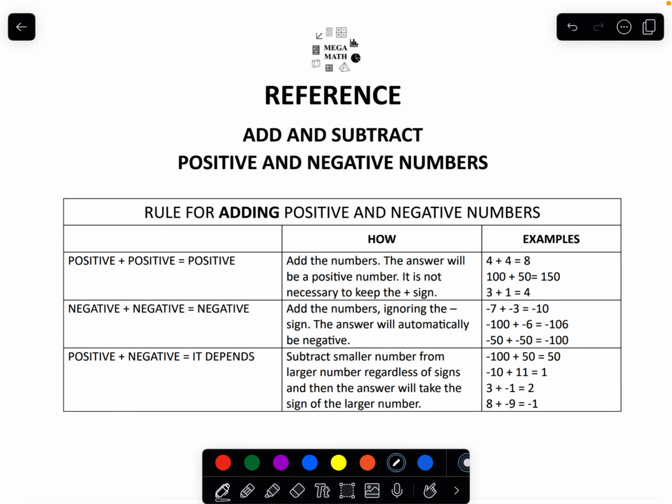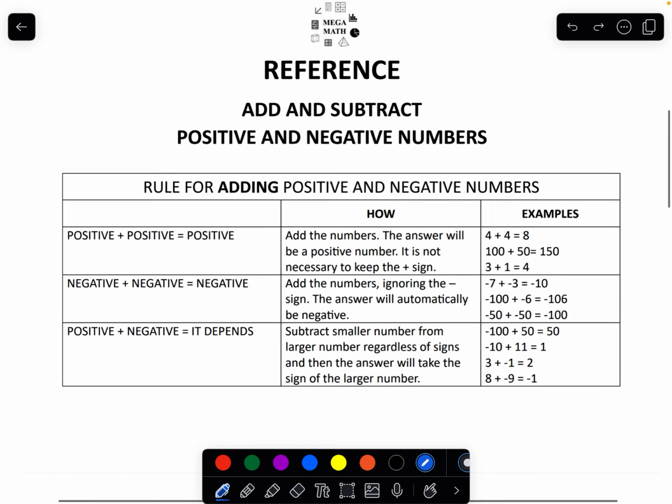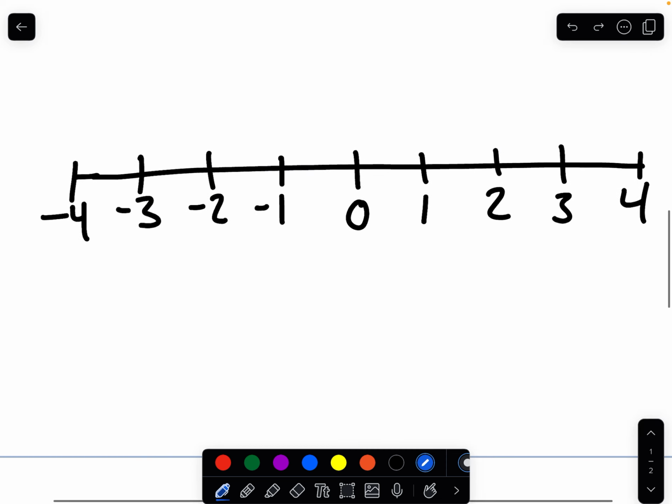All right, today we're talking about adding positive and negative numbers. Notice that I did not say subtracting them. We're only focusing on addition of positive and negative numbers, and that is because the rules for adding positive and negative numbers are different than the rules for subtracting positive and negative numbers. Now, this is a reference sheet that I give to my students with the rules. So my students should all have that.